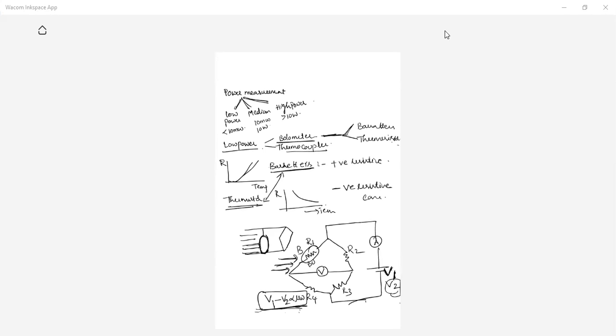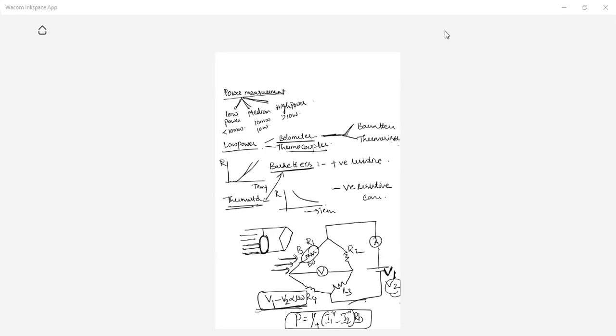The difference of these two voltages is proportional to what? Microwave power. Or else we can use another formula. Using this formula also we can calculate the microwave power incident on the bolometer. Either of these two formulas is used to calculate the power incident on the bolometer. So power can be measured using any one of the techniques.